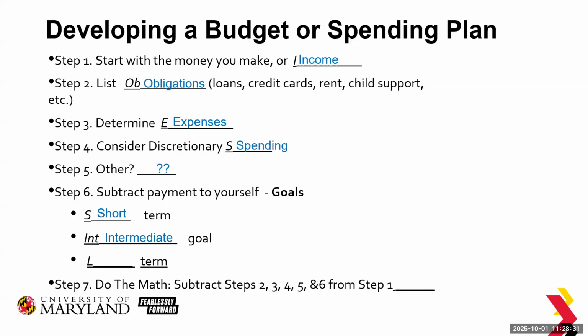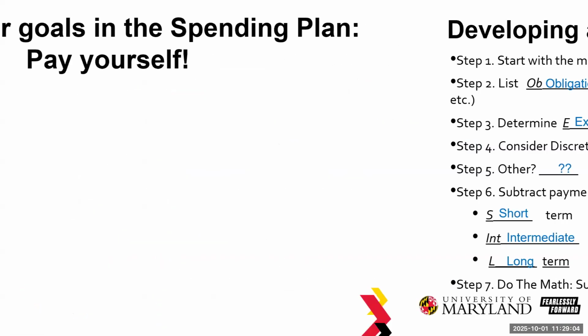You have to focus on your short-term, intermediate, and long-term goals, and then you do the math, and you should end up with a budget. You want to account for all of your money, where it's going, and that's why we say step seven would be your ending balance should be zero, right? You've taken all your income and you've assigned it to a specific area that ties into your expenses and ties into your goals.